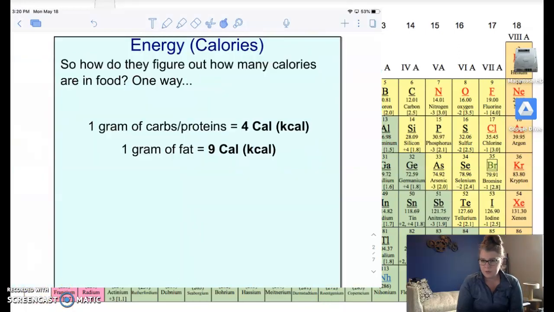So now that we know what calories are, basically just a measurement of the amount of energy within a food, now we're going to talk about how you can figure out how many calories are in a food. More specifically, kilocalories that are in a food. One way is to do some math.